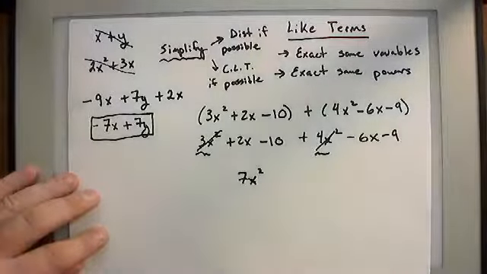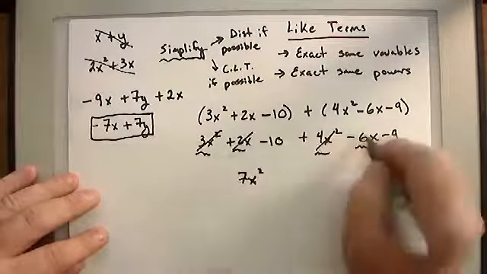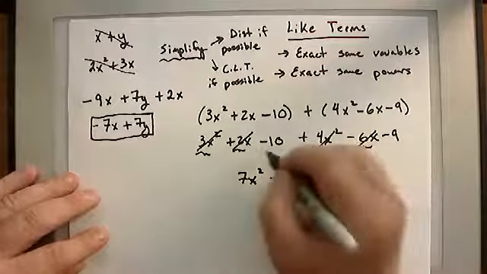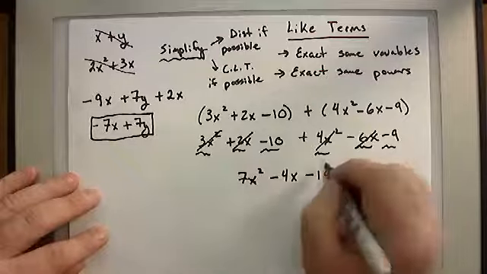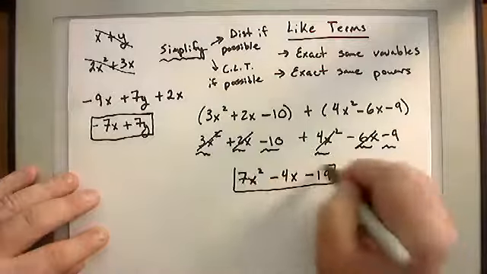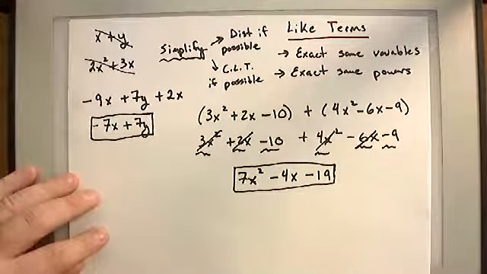Like the product rule. Now here we've got 2x and negative 6x. 2x minus 6x, that's negative 4x. And then here we got negative 10 and negative 9, and that's negative 19. So you took this trinomial, you added it to this trinomial, and this is what you got. You simplified it, right? You didn't solve it. You couldn't go much further with it. You just simplified it. That's it.